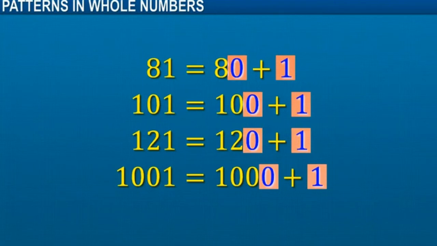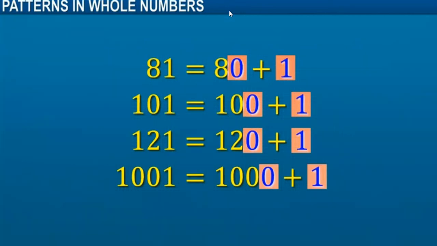You just write this down. This is what we have explained, the pattern in whole numbers. That is, 81 can be written as 80 plus 1. The same way, 101 can be written as 100 plus 1, 121 as 120 plus 1, and 1001 as 1000 plus 1. So this is following a pattern. This is what we mean by a pattern in whole numbers, something we follow in the same way. Just write this: the pattern can be seen in these whole numbers.